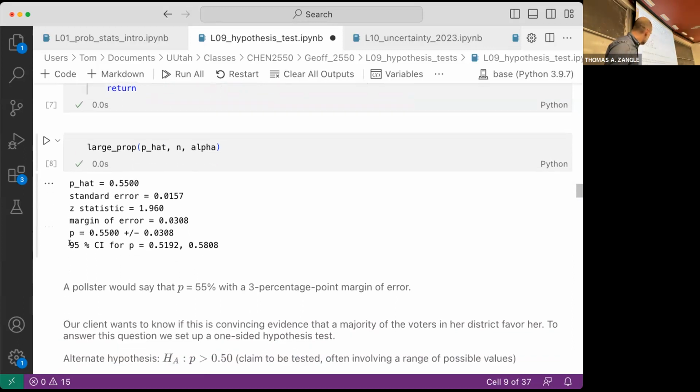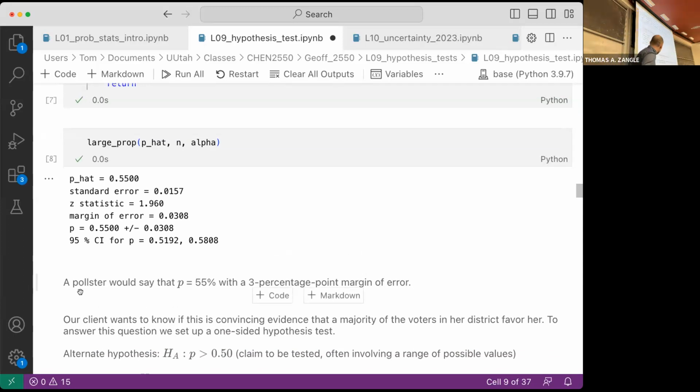Okay. But what we want to know now, to bring it to a hypothesis test, is whether this is evidence that a majority of voters, that greater than 50% of voters in the district, favor our candidate. To answer this question, again, we're going to set up a one-sided hypothesis test, where we're evaluating the alternate hypothesis that the proportion of voters in favor of this candidate is greater than 0.5. So that is our hypothesis.